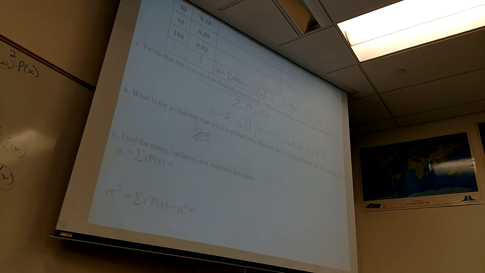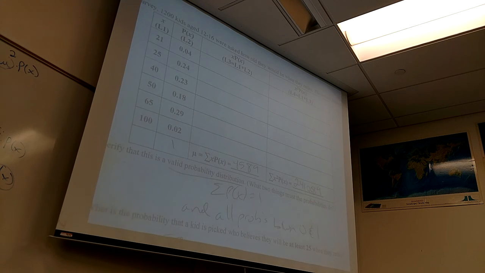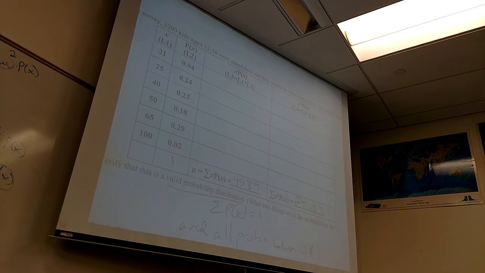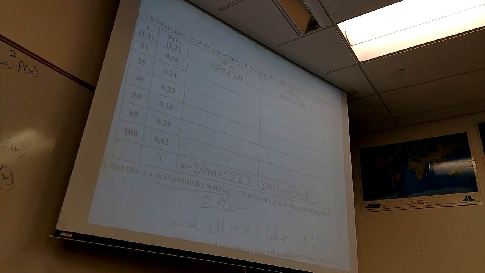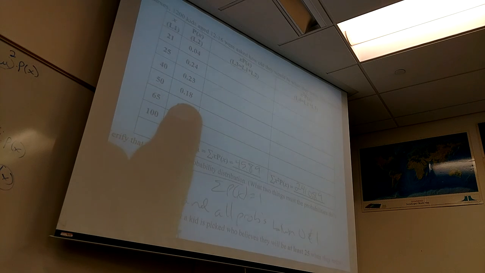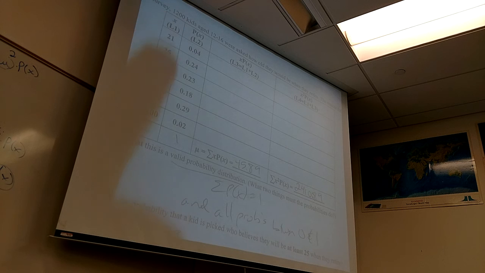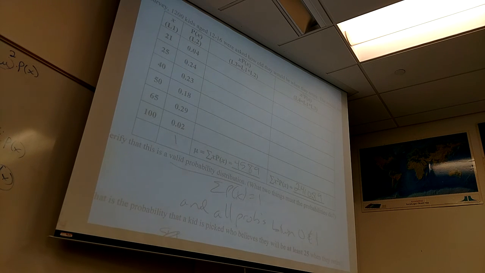What's the probability that a kid is picked who believes there will be at least 25? Let me ask you this question. What's the probability a kid thinks they'll be 40 when they retire? They will be exactly 40. 23%. Good. So I always have people that can't read this. This is the probability that they said this. These are their answers. How do I know that? Because that's the data. The data is the answers to the question asked. These are their answers, and this is the percentage that said that. What if they said at least 50?